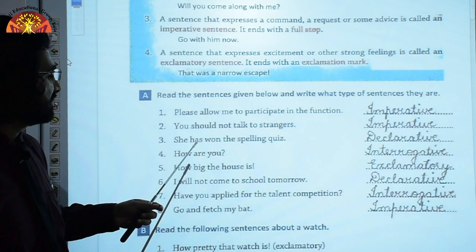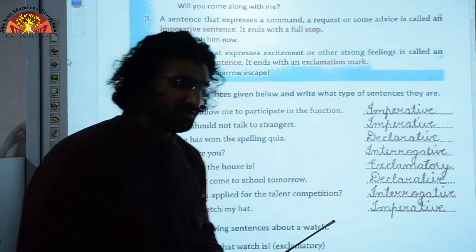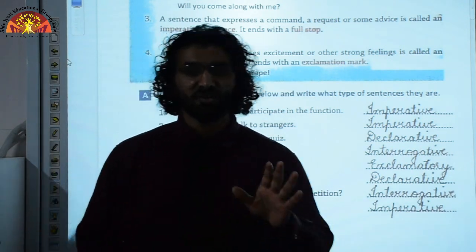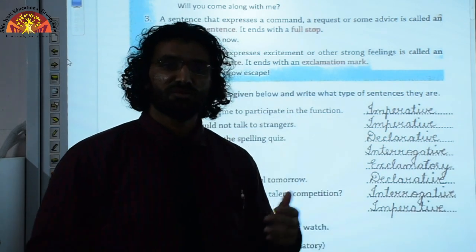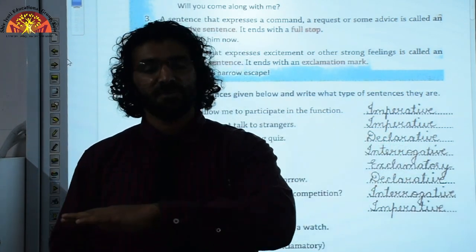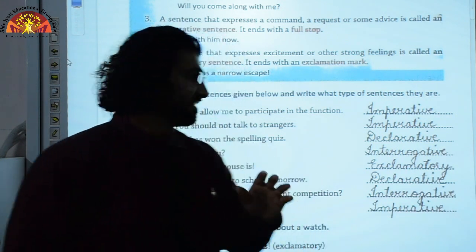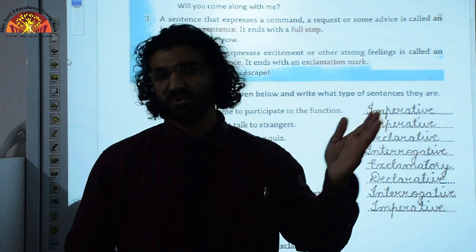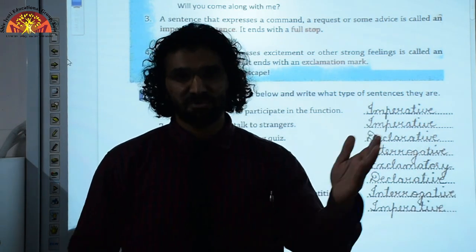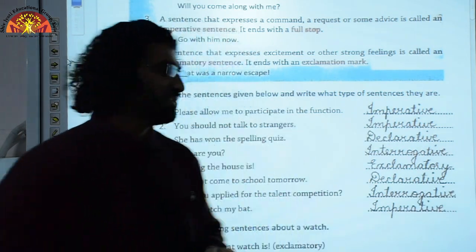She has won the spelling quiz. So she has won the spelling quiz, and it's like a declaration. You know about it, we know about it, they know about it, and of course she knows about it, and she's saying or her parents are saying she has won the spelling quiz. So they are declaring, they are telling everybody. So it's a declarative sentence.